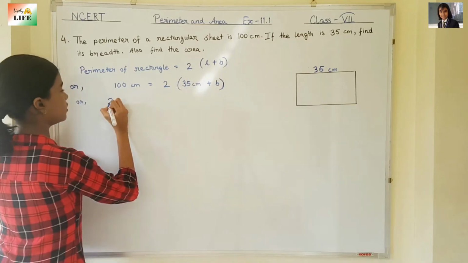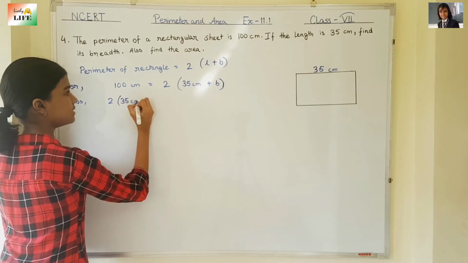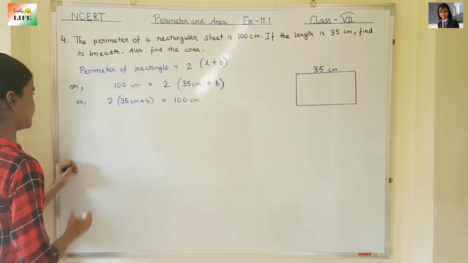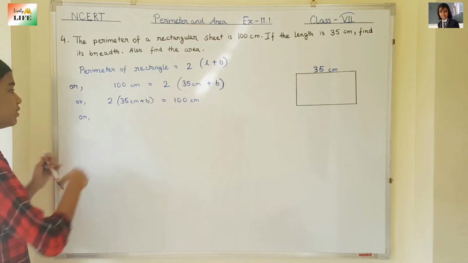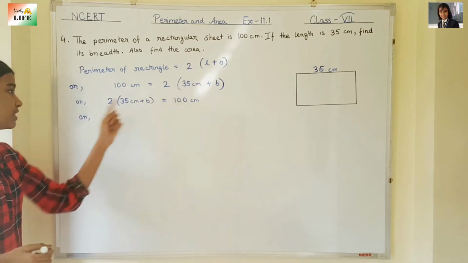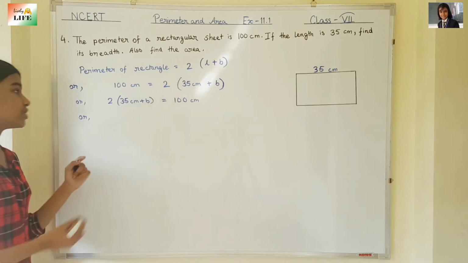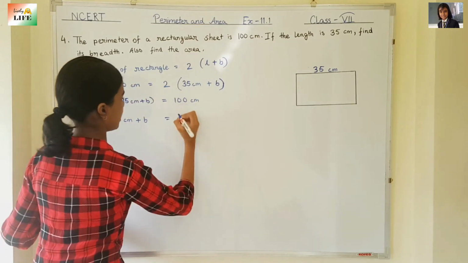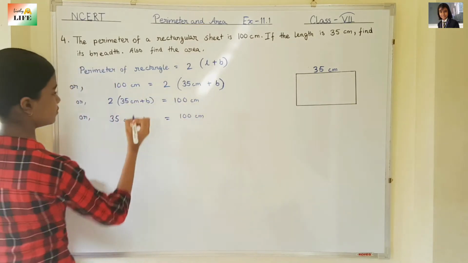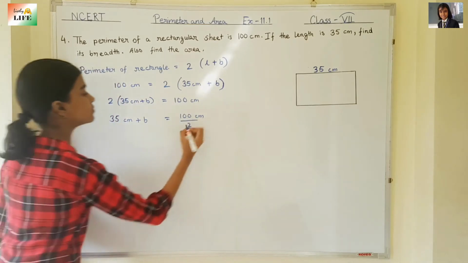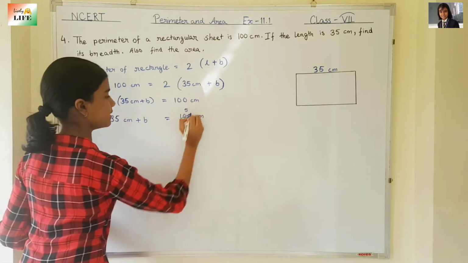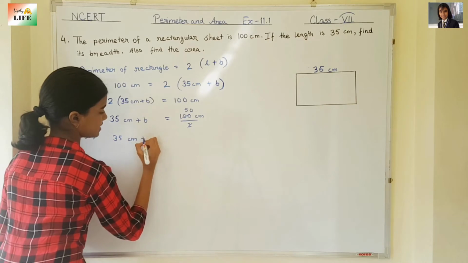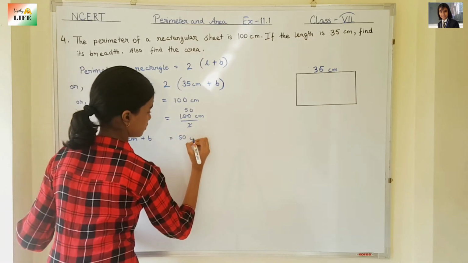We can write it in any order. So 2 into 35 centimeter plus b equal to 100 centimeter. Now if 2 goes over here, it is multiply, right? So it will become divide, 100 by 2. So 35 centimeter plus b is equal to 100 centimeter by 2. 2 fives are 10 and 0. So 35 centimeter plus b is equal to 50 centimeter.